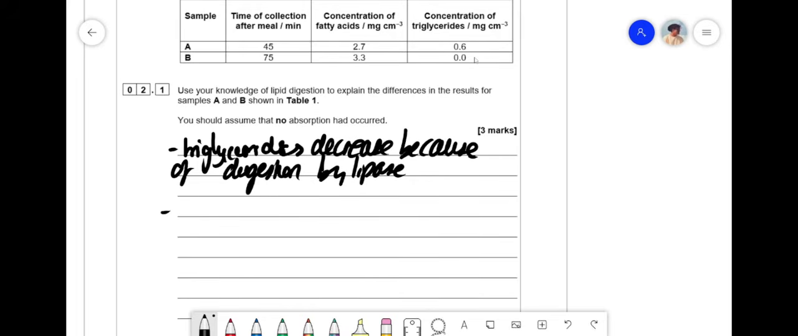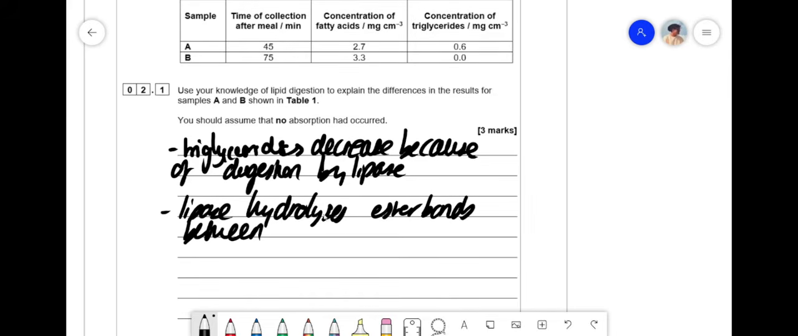You need to now clarify why this lipase leads to the breakdown of this. And I'm going to give you a tip on this after. So you would say that the lipase hydrolyzes ester bonds between fatty acids and glycerol. And the mark scheme shows that this is a mark and this is a mark.